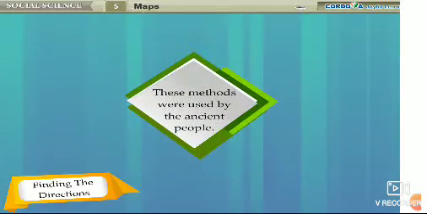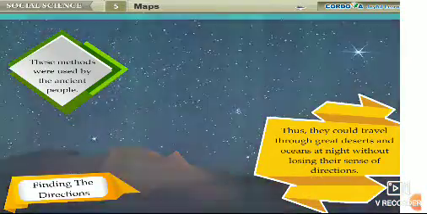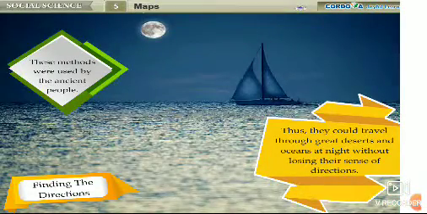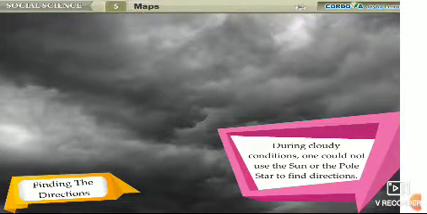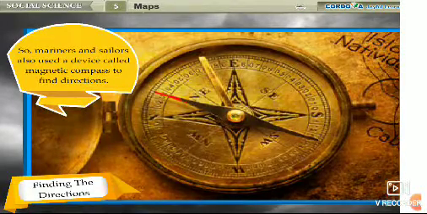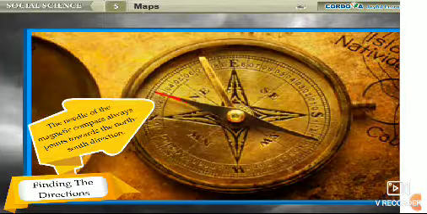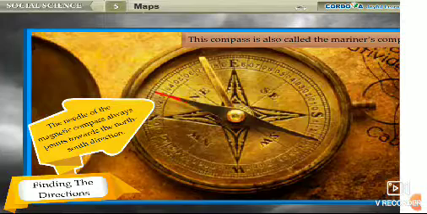These methods were used by the ancient people. Thus, they could travel through great deserts and oceans at night without losing their sense of directions. During cloudy conditions, one could not use the sun or the pole star to find directions. So, mariners and sailors also used a device called magnetic compass to find directions. The needle of the magnetic compass always points towards the north-south direction. This compass is also called the mariner's compass.